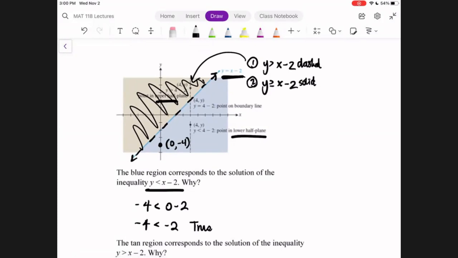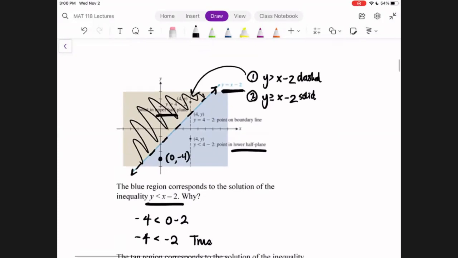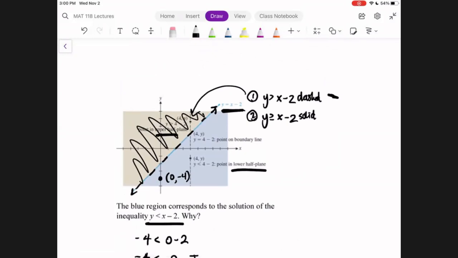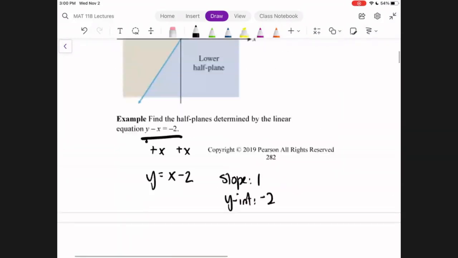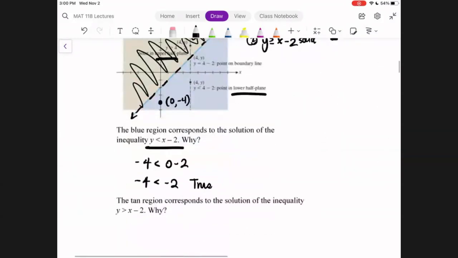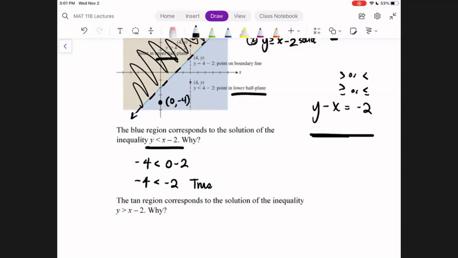Now, one thing I want to note is, suppose instead of writing it this way, if we go back to the original, y minus x equals -2. So if it's in this sort of standard form, you want to be very cautious if it's greater than or less than or greater than or equal to or less than or equal to. As in, can I look at this at the beginning and how do I shade?